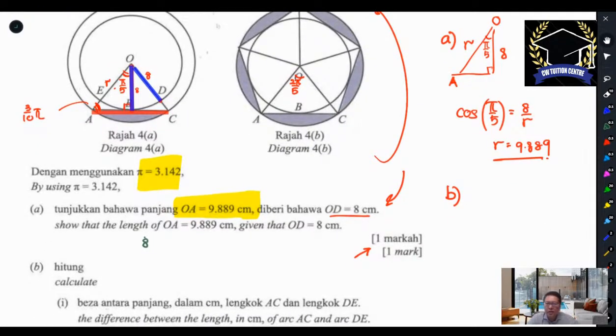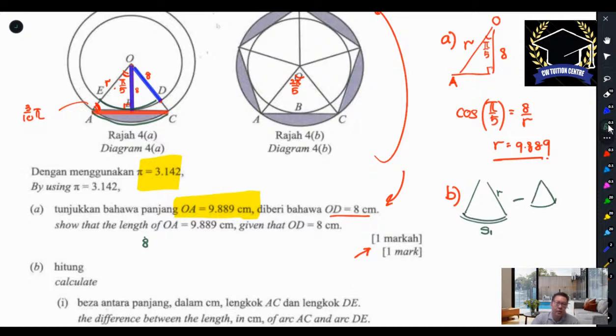Calculate the difference between the length of arc AC and arc DE. The question is asking what is the difference between AC and DE. So we are using this one with radius R. Find S1 minus the shorter one, 8, and S2.